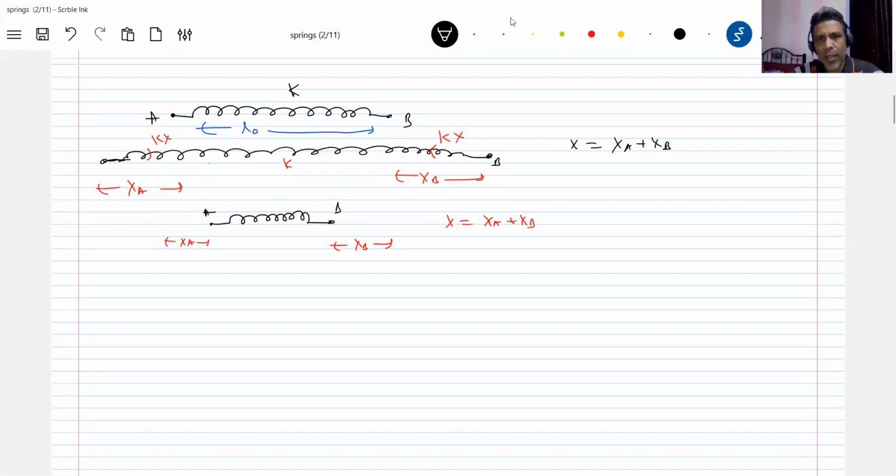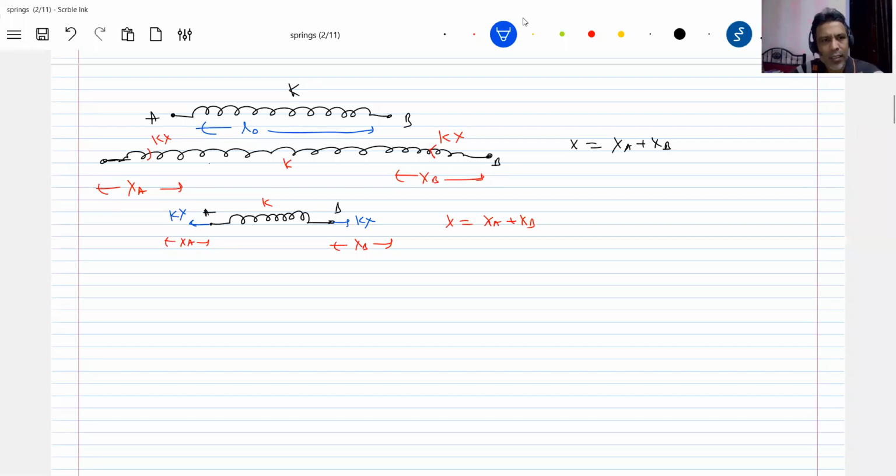Then what about the spring force? The total elongation is x, no? So the spring force will act away from the spring. You can show it anywhere, so let me show it at the ends. Got this? So if both ends are moved in opposite directions, then the elongation or compression will be the sum of the displacements of the ends.